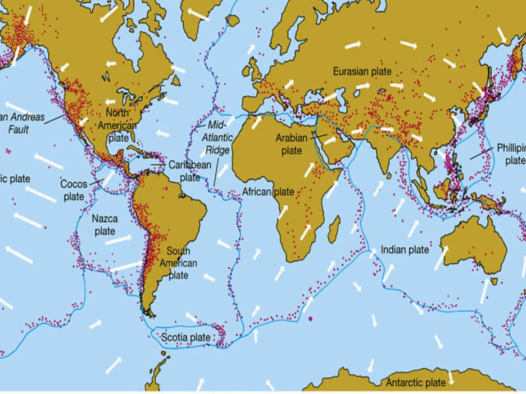Here you can see these red dots are all some type of seismic activity, earthquakes, volcanoes. And you can see these blue lines, that's where the plates are coming together. So you can see all this seismic activity occurs on the plate lines.